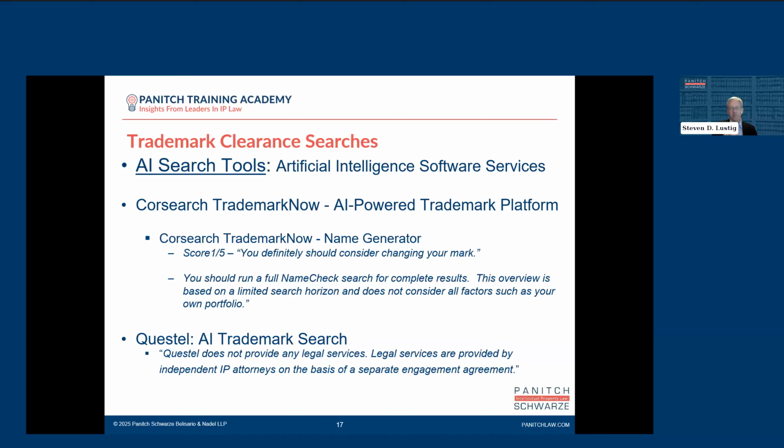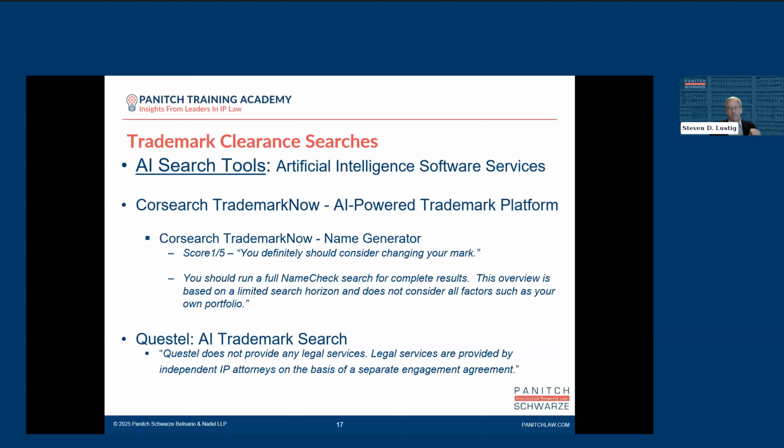For example, CoreSearch has a product called Trademark Now, and it'll actually help you generate a name. But I plugged in a name, and you'll see this caveat there. It says the score I pulled on that name is 1 out of 5 because it simultaneously looked to see if there were similar names out there, and based on their score, it said, "you definitely should consider changing your mark." So again, you can create a name using AI, but you still need to search it. And then the next step says again, you should do a name search.